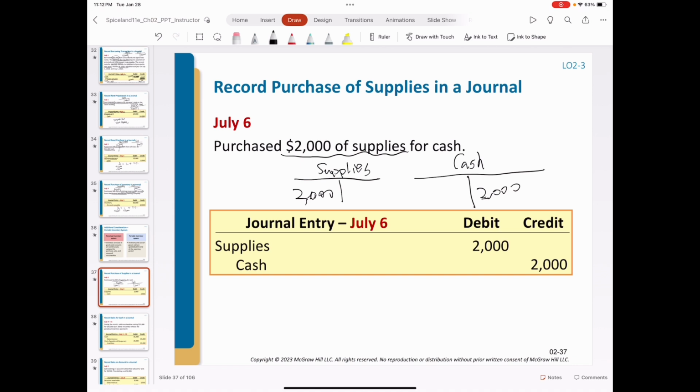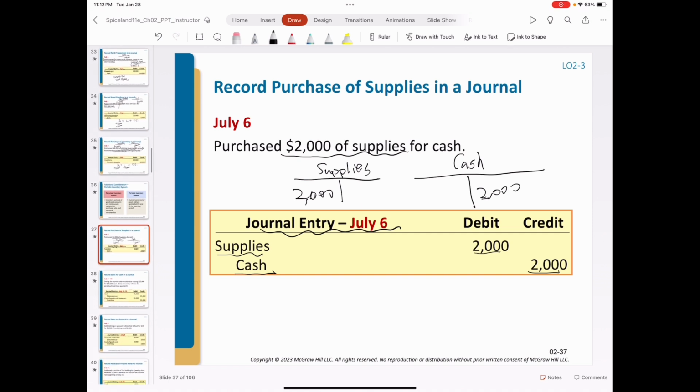Similarly, we know the journal entry: the date with debit supply, cash account indented, like 2 letters, then the amount, debit and credit, $2,000. The accounting equation: assets increase 2,000, assets decrease 2,000.